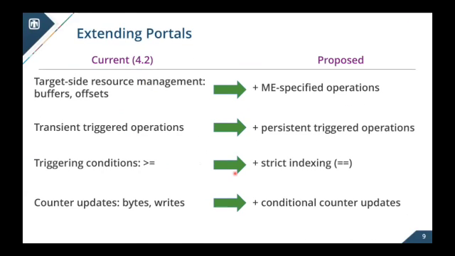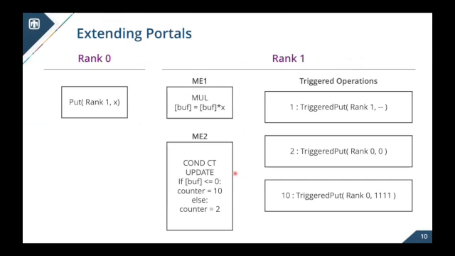Okay, so those are the four proposals, extensions that are on the table. And what they do is they allow a much finer grained control of triggered operations. So this is just a very simple toy example. We have one rank, and I'll just run through it really quickly.